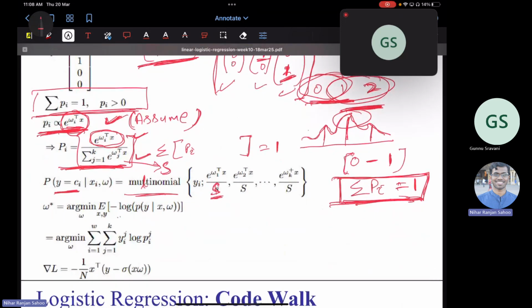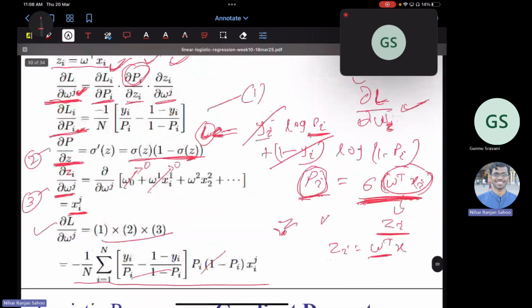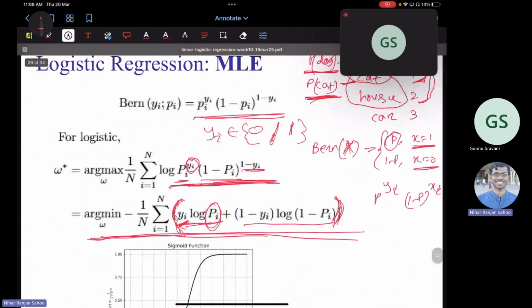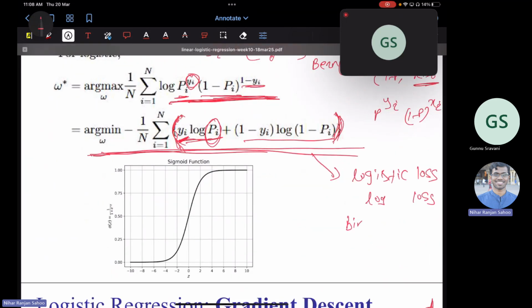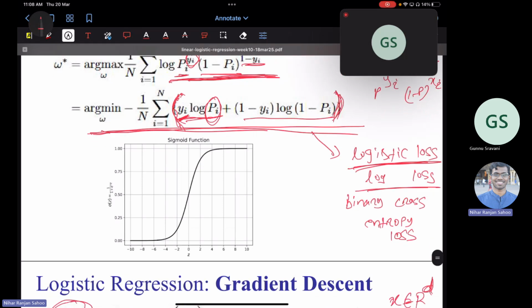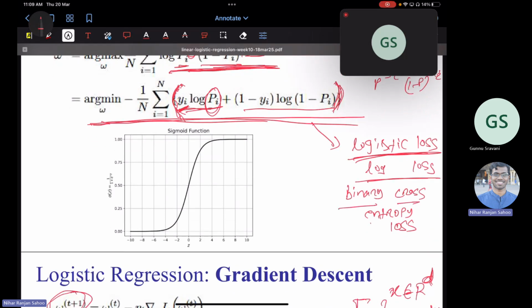So now, whatever the loss we saw, this particular loss, y into log pi plus 1 minus y into log 1 minus pi, this is something called logistic loss, or log loss, or binary cross entropy loss. So this is by the name of logistic regression. This is a kind of shorthand notation of the logistic loss. So why this binary cross entropy loss? Binary cross entropy is because of binary classification.